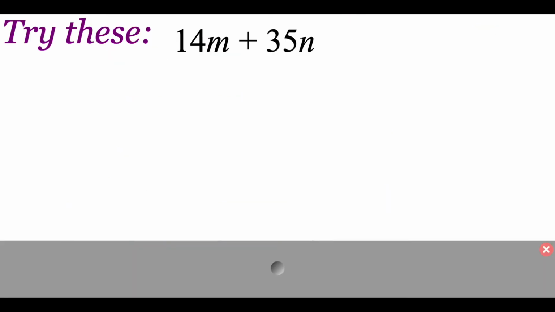Let's look at a couple more examples here. So we've got 14m plus 35n. So 14m, if we look at breaking that down, 14 is 2 times 7, but I have the m attached, so times m. If I look at 35n, 35 is 5 times 7, but I have the n attached. If I look for what they have in common, they each have a 7. So the GCF that we're going to take out is 7.